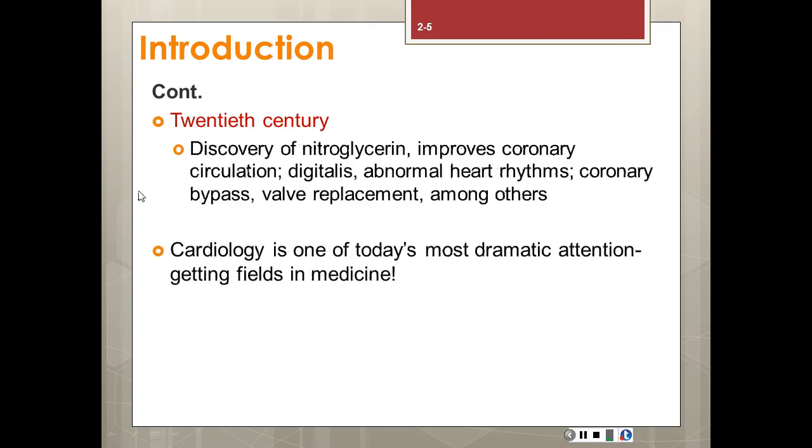By the 20th century, we've come a very long way where we're using various medicines such as digitalis. We are able to distinguish the different types of abnormal heart rhythms and of course find treatments for these things. Even surgery has come a long way when it comes to the heart. So cardiology is one of today's most dramatic, attention-getting fields in medicine.